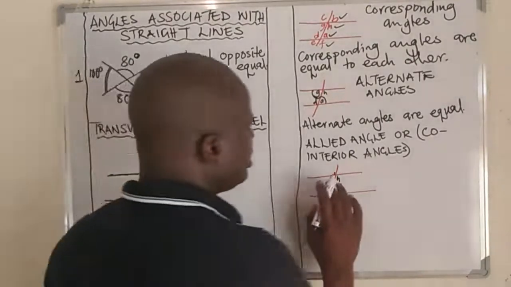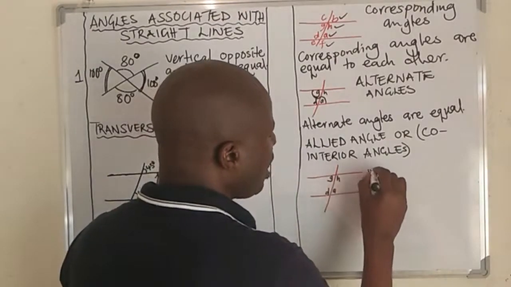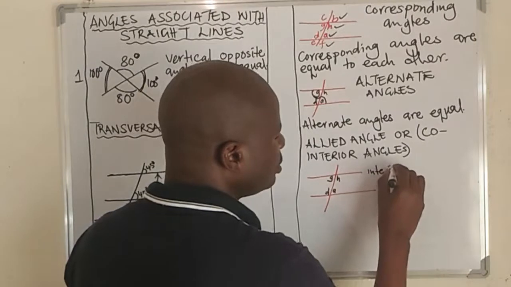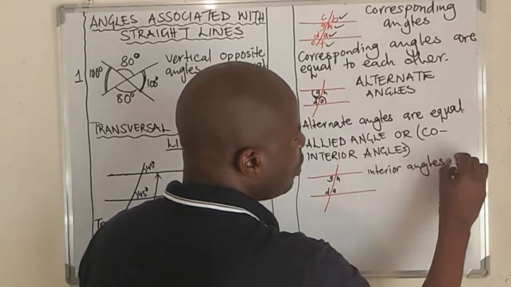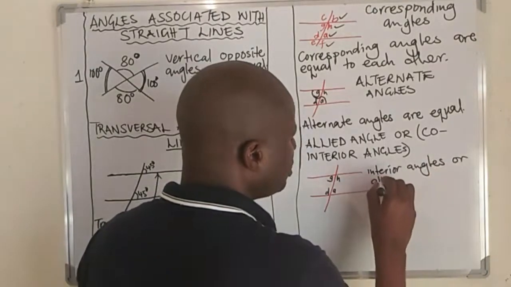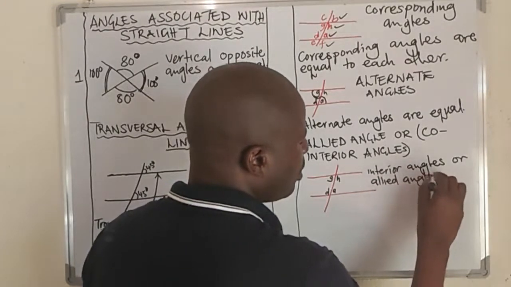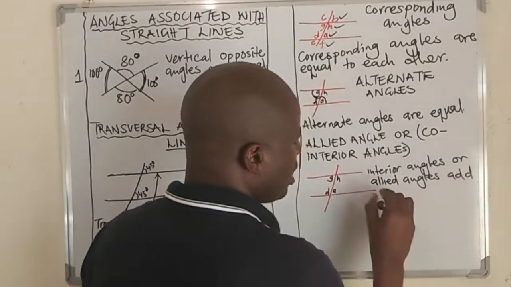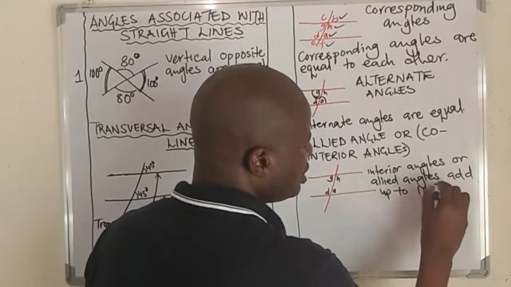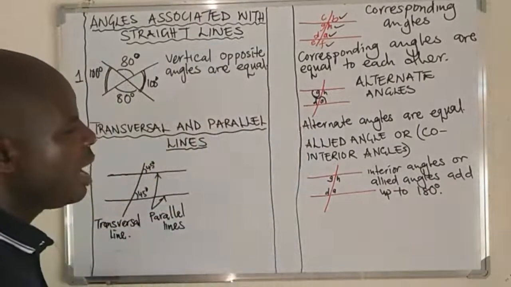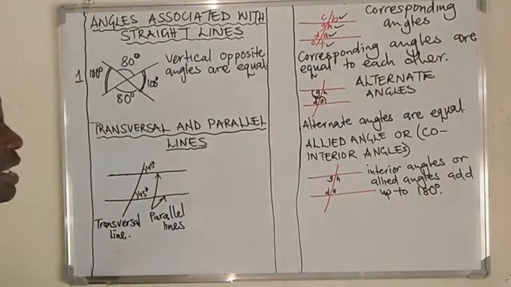So these A and H, they add up. We are saying interior angles or allied angles add up to 180 degrees. Okay, interior angles or allied angles add up to 180 degrees.